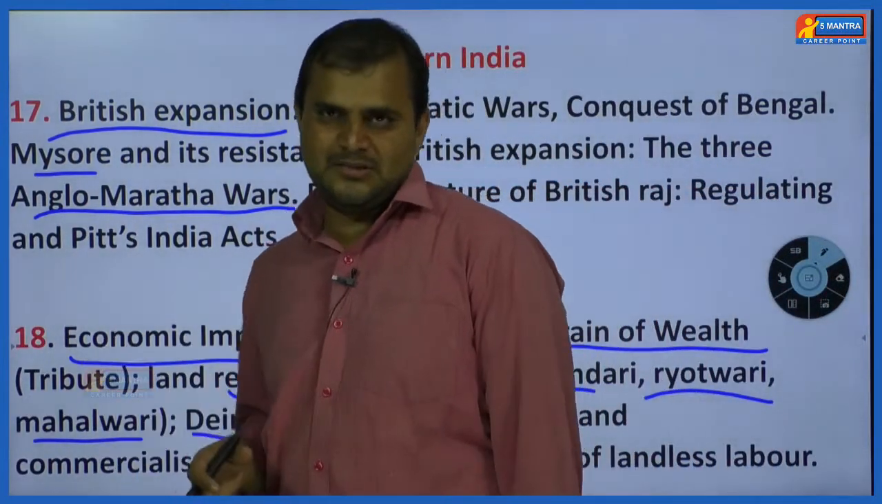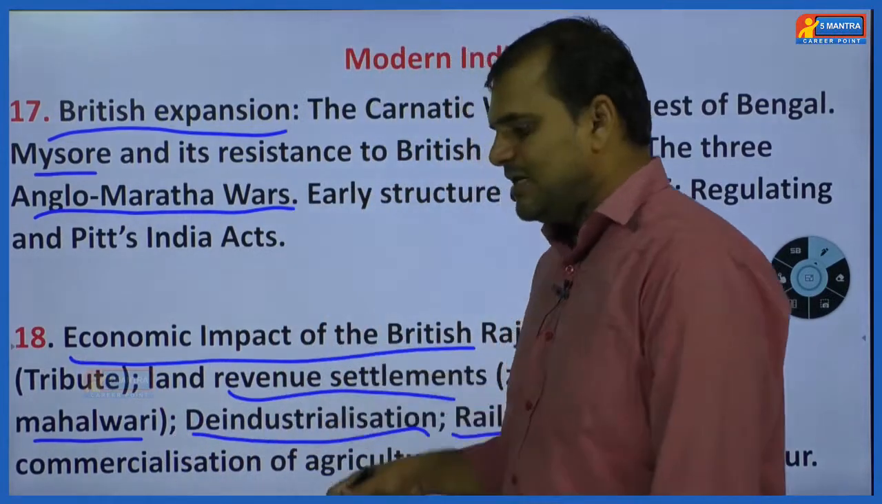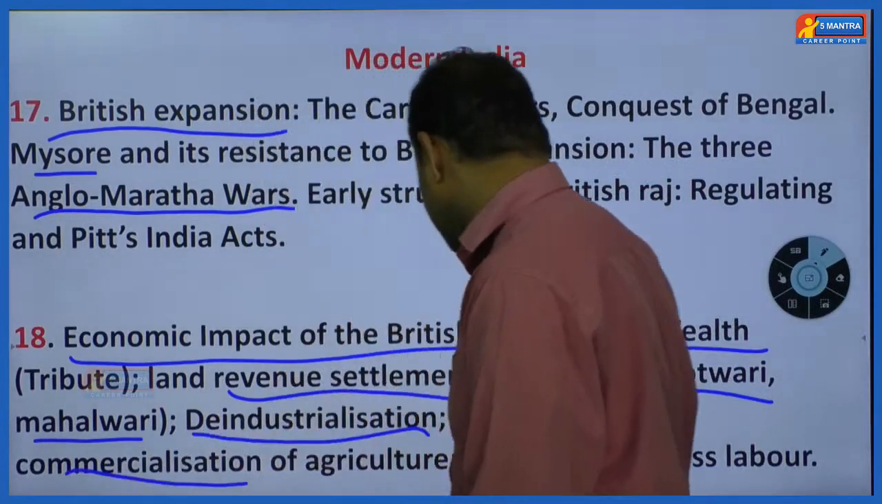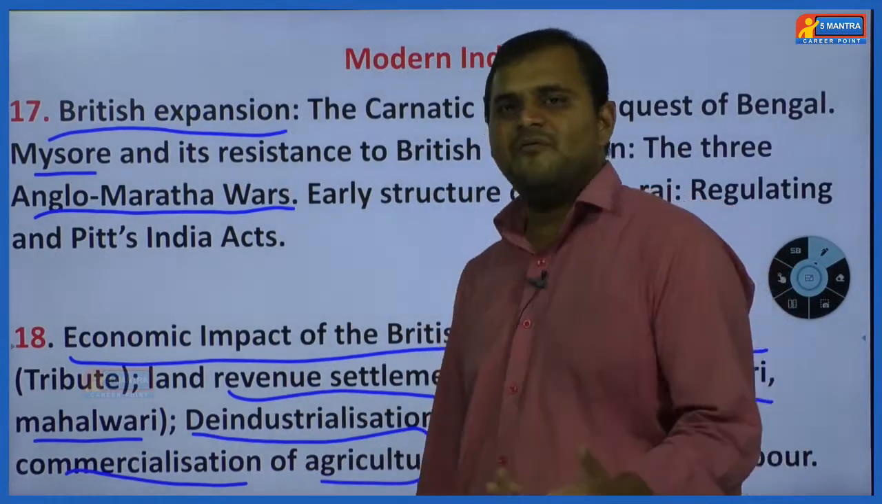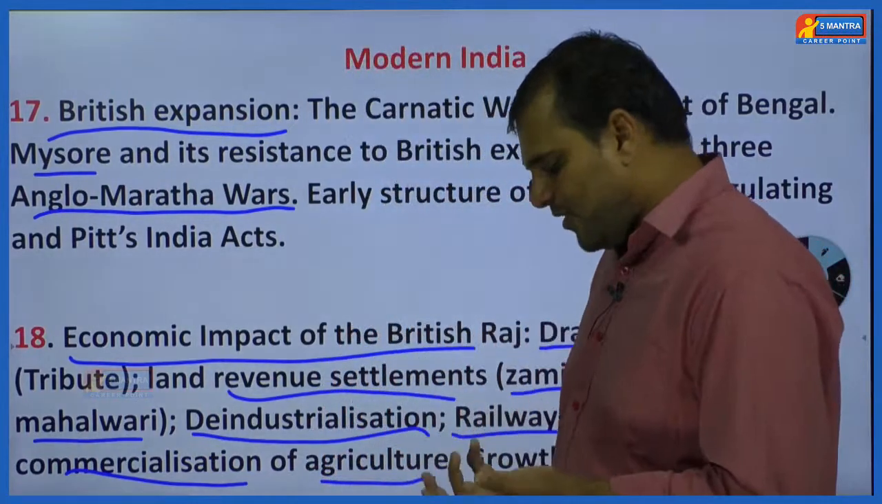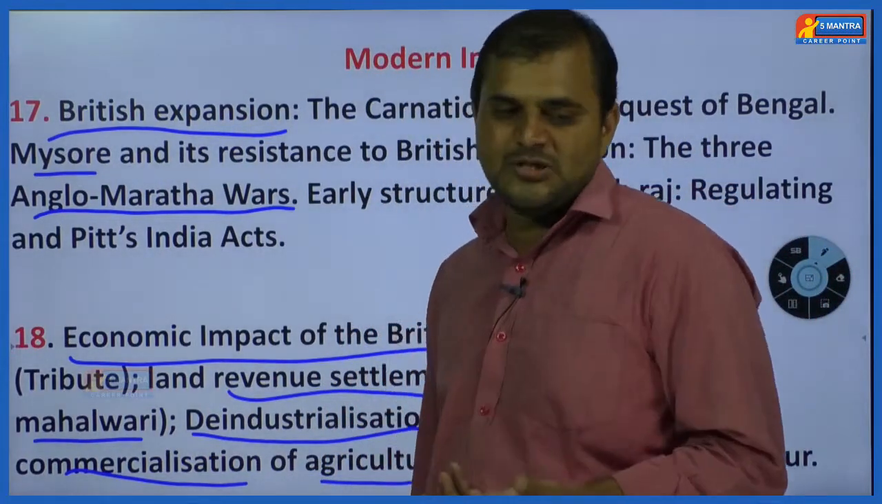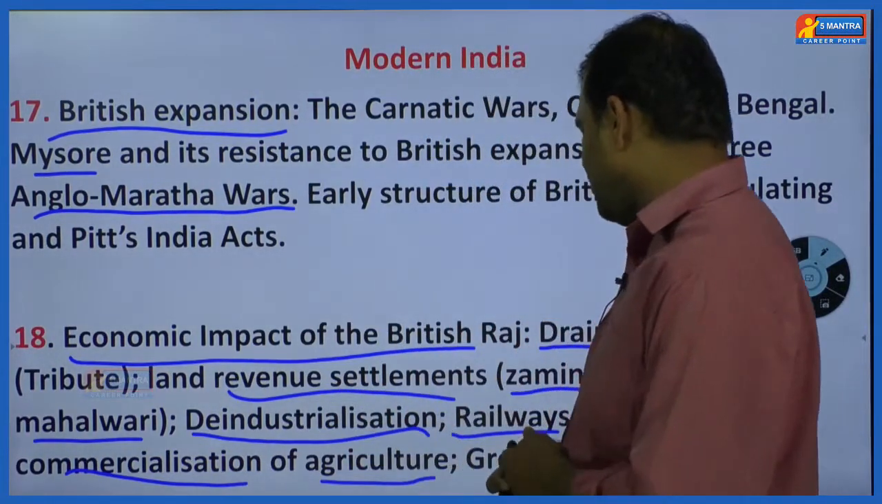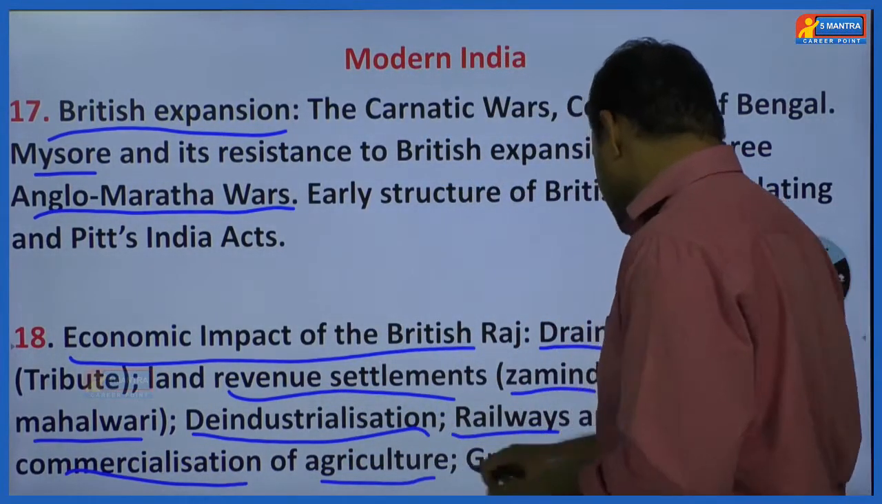How railways impacted the deindustrialization of India, and commercialization of agriculture, meaning instead of wheat and rice, they gave importance to the cultivation of cotton, sugarcane, indigo, and other materials.